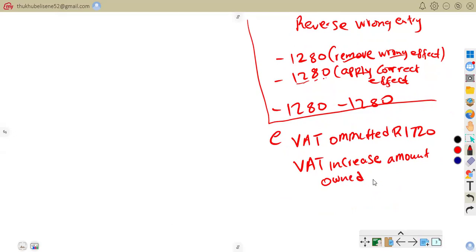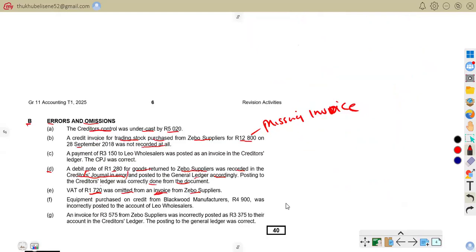So we need to see this increase. So we have to bring it back by making sure that it's going to be added because it's going to increase the amount owed of how much? 1,720. Hope we are still together with people. So that is E. So now let us go to another thing.